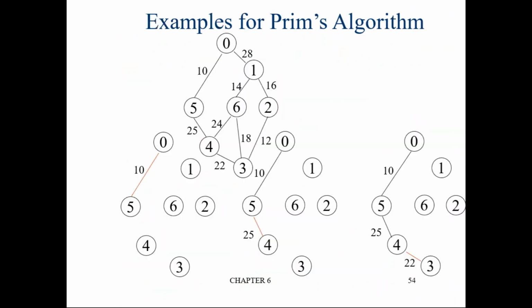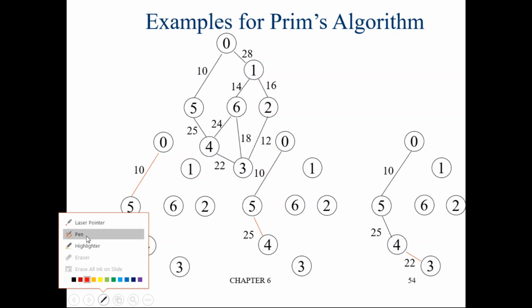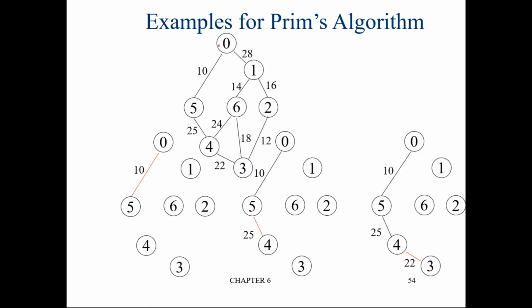Let us take the same graph. Actually the algorithm is very simple. Let us assume that this is the graph for which we want to identify the minimum cost spanning tree. With Prim's algorithm, we'll start with the root node. What is the root node? 0. How many edges are there from the root node? You see there are two edges.